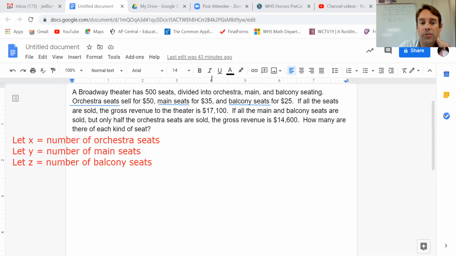First one I saw is it has 500 seats. That means if I add up all the number of seats, it should be 500. So x plus y plus z is going to be equal to 500.